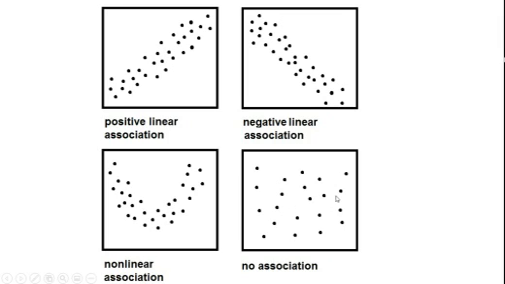And then no association at all basically means that there is nothing. There's no pattern formed. If I start dropping stuff here and there, it's not going to have any rhyme or reason to it. It's just a random association.